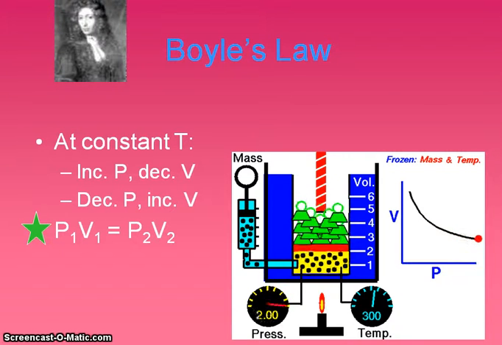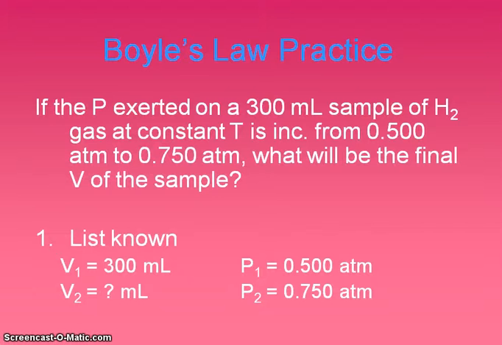Our equation is P1V1 equals P2V2. So the ones represent the first set of conditions and the twos represent the second set of conditions. So here's a sample problem. If the pressure exerted on a 300 milliliter sample of hydrogen gas at constant temperature is increased from 0.5 to 0.75 atms, what will be the final volume of the sample?